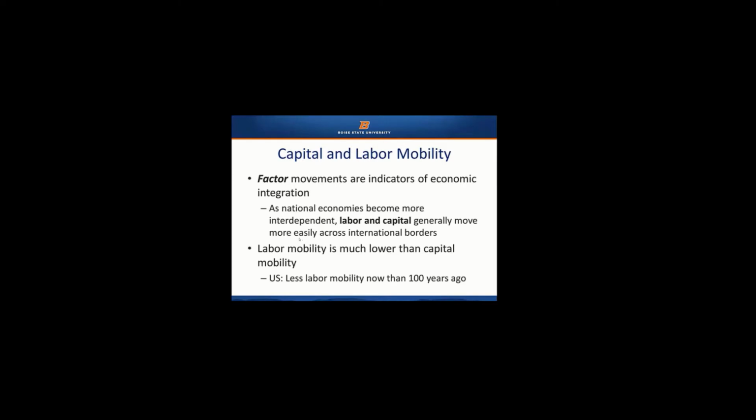So capital and labor, they're both what are called factors. We need capital to invest in new plants and equipment. We need workers to work. So those are both factors of production. And how mobile those factors are is a good indication of how well economies are integrated. And as a general rule, the more integrated economies become, the easier it is, and the more capital and labor both flow across international borders.